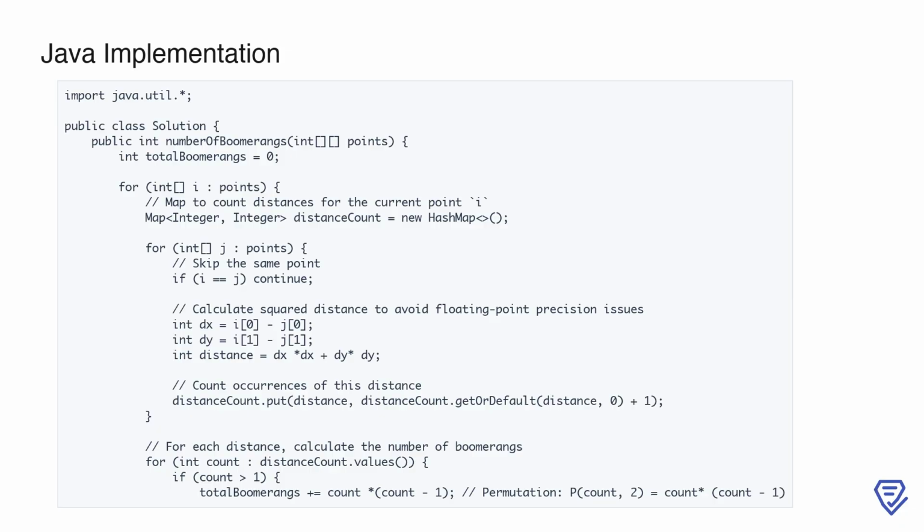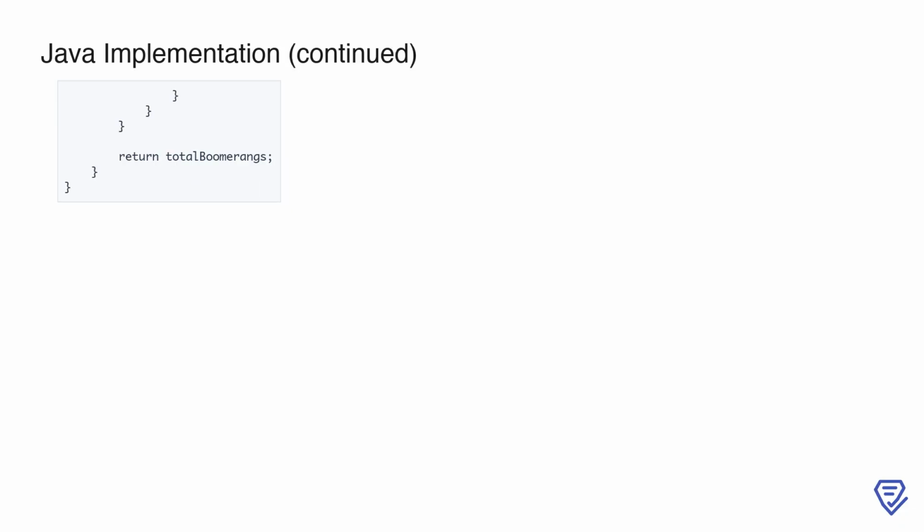Once the inner loop is done, we process the distance counts in the map to compute the number of boomerangs for this point. For each count in the distance count values, we check if the count is greater than 1. This is because at least 2 points are needed to form a boomerang with the current point. If the condition is met, we calculate the number of boomerangs using the formula count * (count - 1), which is derived from the permutation formula for selecting 2 points out of count points. These boomerangs are then added to the total boomerangs variable.